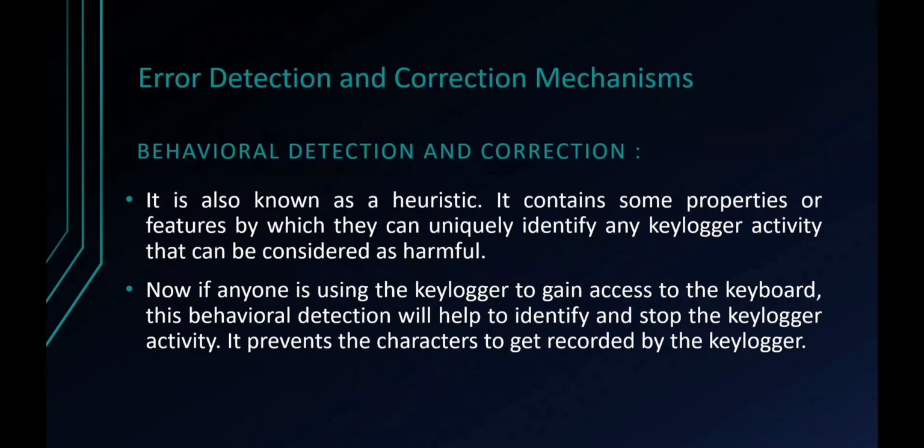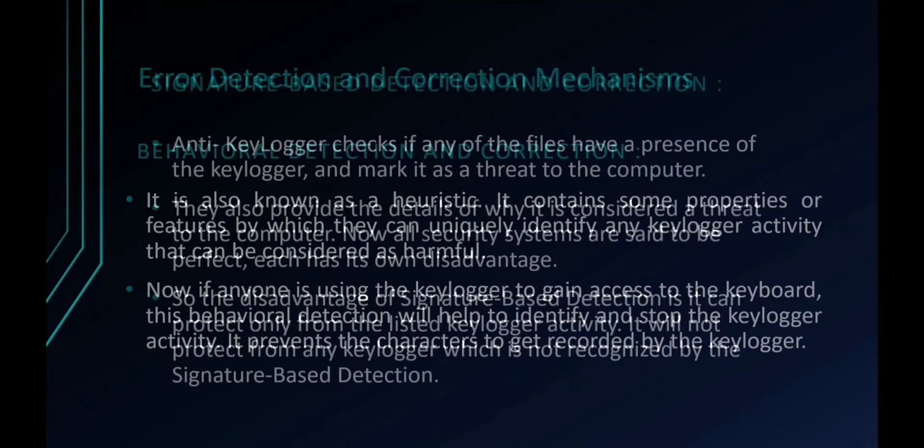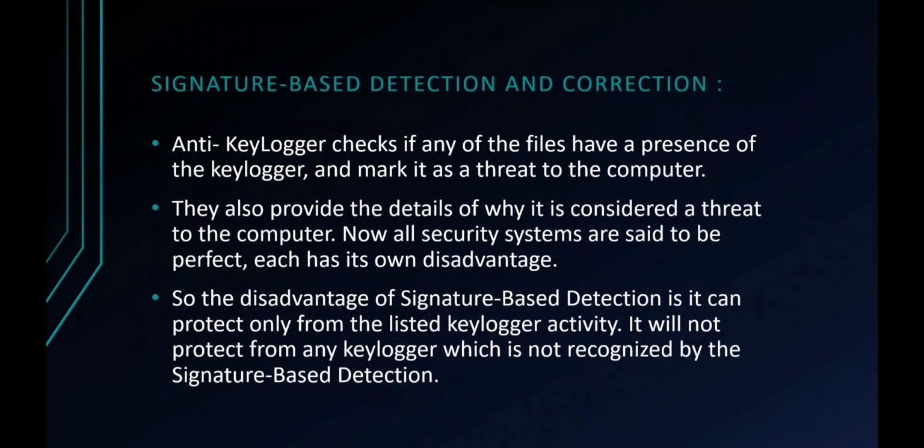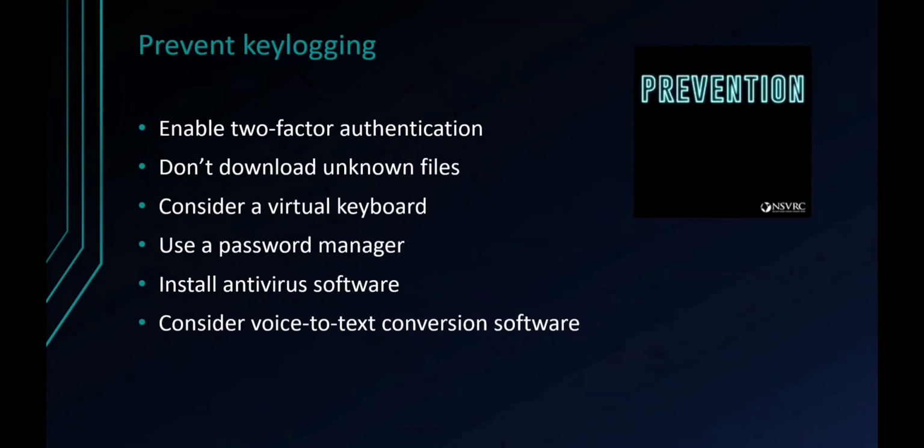Error detection and correction mechanisms. Behavioral detection and correction: if anyone uses a keylogger to gain access to the keyboard, behavioral detection will help identify and stop the keylogger activity, and it prevents the characters from being recorded by the keylogger. Signature-based detection and correction: they also provide details of why it is considered a threat to the computer. Now, no security system is perfect, and each has its own disadvantages. Prevention of keylogging: don't download unknown files, use a password manager, install antivirus software.